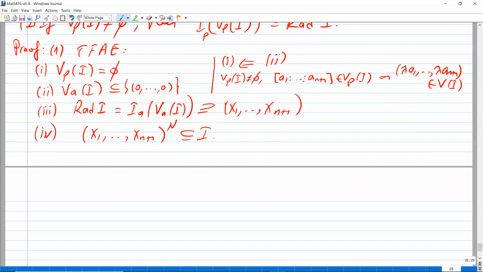And this way, also 1 implies 2. How do we show this? If VPI is empty, then VI, how do I show this?